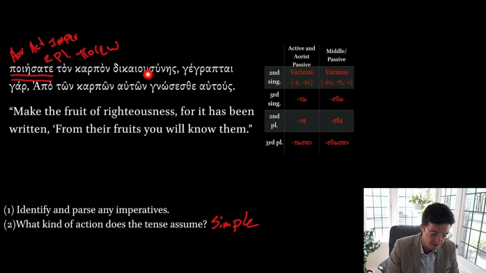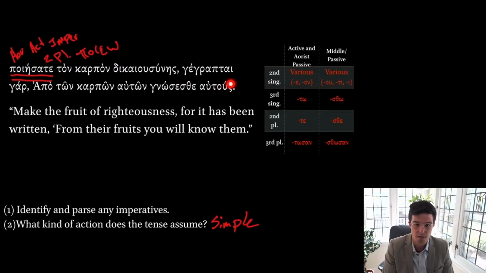So notice that this is an independent clause. It can stand on its own. This could be a sentence, "make the fruit of righteousness." We wouldn't need the rest of it, but we do have more. Of course, we have an indicative verb here, the aorist passive indicative, third person singular, gegraptai, it has been written. And then this is the thing that's been written. From their fruits, so apo ton auton, we have a prepositional phrase.